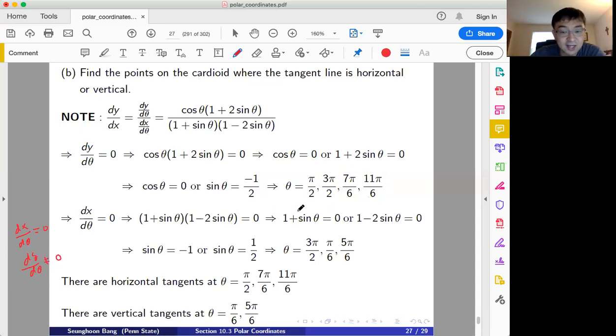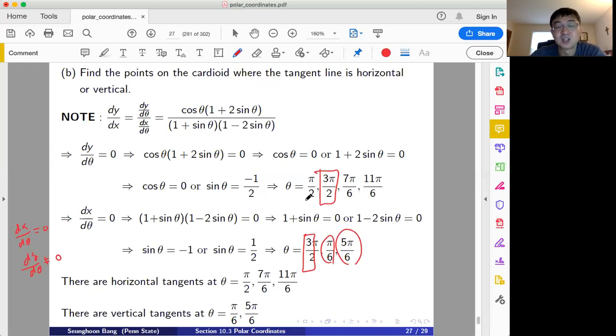Case 1, exactly here. Pi over 6 and 5 pi over 6. So exactly the bottom one equals 0, but the top one is non-zero. We have two angles. What happens at 3 pi over 2? The top one equals 0, and the bottom one equals 0.